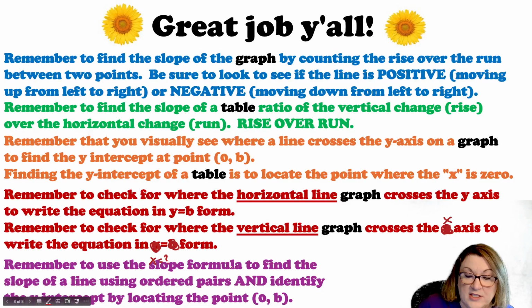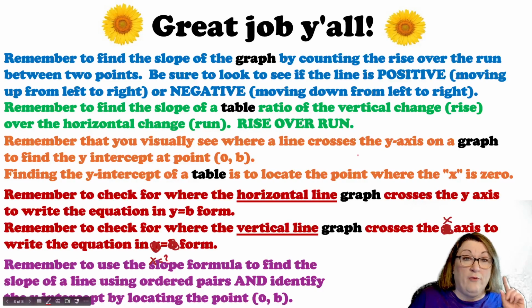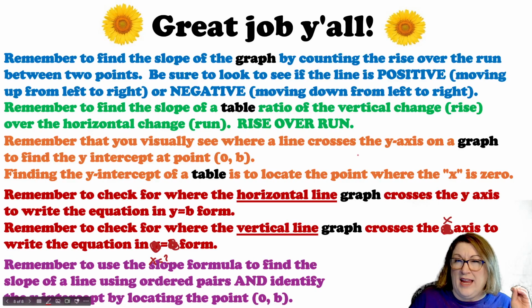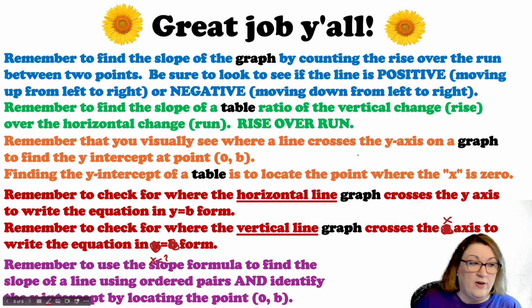And remember to use the slope formula to find the slope of a line using ordered pairs and identify the y-intercept by locating the point 0, b. And at any time, if you have the m and you have one of the points, x and y, you can always insert or substitute that y, x, and m in the slope-intercept form equation, y equals mx plus b, and solve to get that b if necessary. And I believe that's everything.